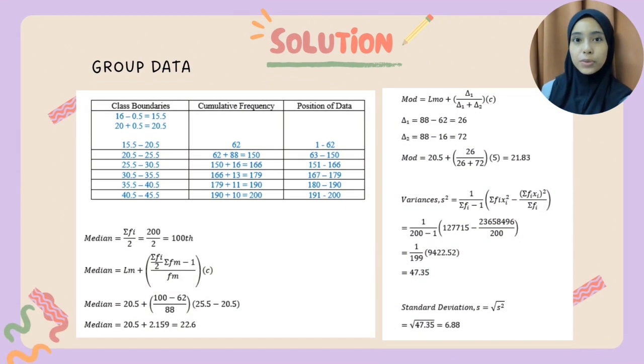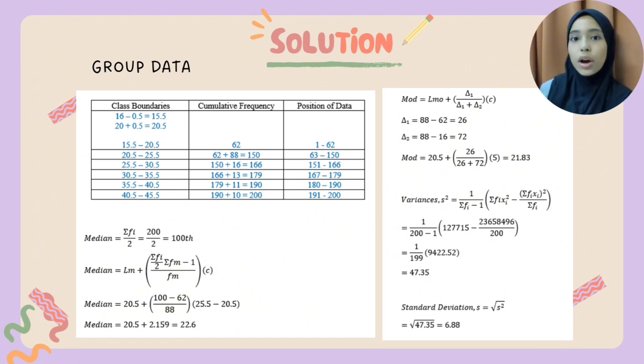Next, we proceed to find the median, mode, variance and standard deviation for our grouped data. But before that, we review our table first, which is for the class boundaries. For the lower class boundaries, we minus the data by 0.5, and for the upper class boundaries, we add 0.5 to determine the class boundaries for each section. By that, we can search for the median using the formula sum of fi over 2, and from that we got the 100th place.